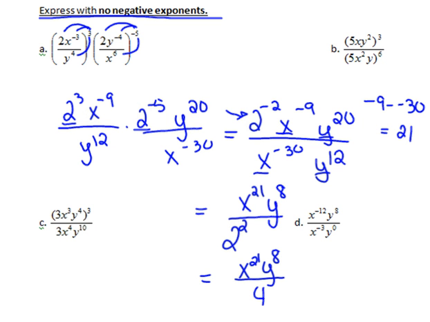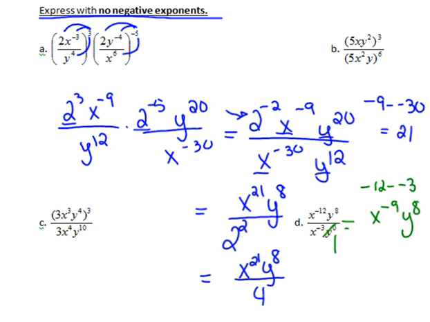What else should I do? I'll do letter D here as well. So we've got our same bases, x to the negative 12, x to the negative 3. If we subtract, we've got negative 12 minus a negative 3. So that gives us x to the negative 9. And we subtract our y exponents. 0 minus 8 gives us y to the 8 still. Or sorry, 8 minus 0. And that's because y to the 0 we know is 1. So it's just going to stay the same.